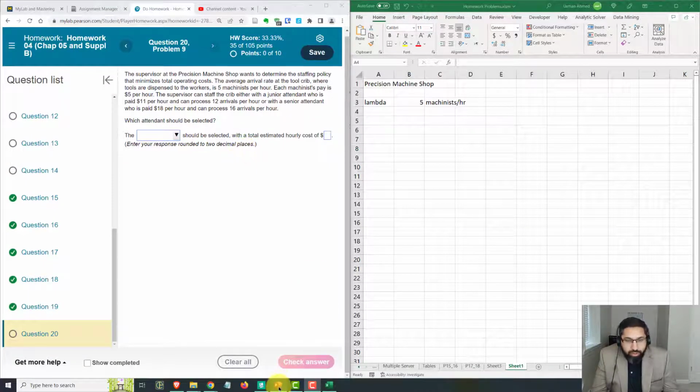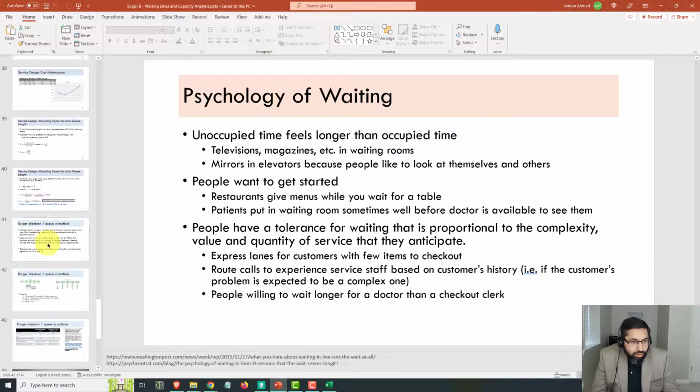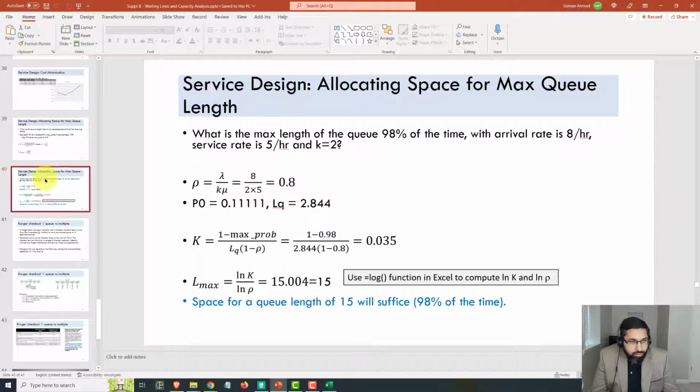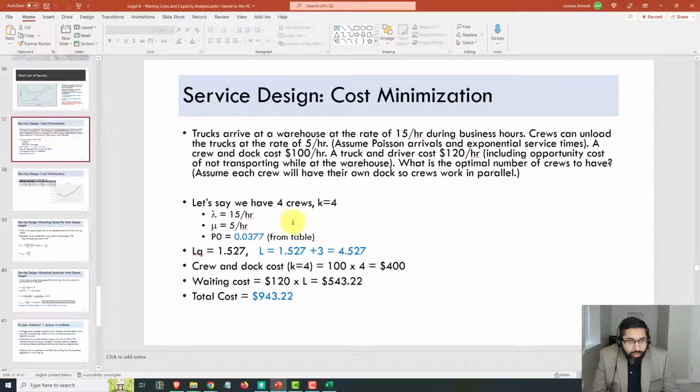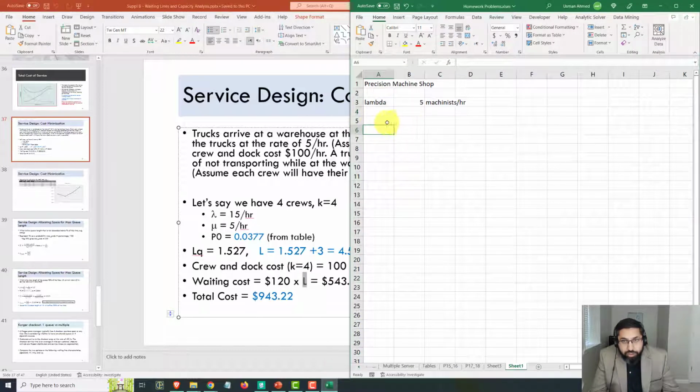So we did a problem like this in the lecture examples where we had to find the cost of trucks waiting. We remember that our waiting cost is whatever it costs to keep that employee or equipment waiting, times the number of people in the system, L. So we're going to do the same thing. We're going to multiply the machinist wage rate by L, the number of machinists in the system, because they're not doing their machining job, they're waiting to get the tools. And then we can add the cost of the service. So we have two scenarios.